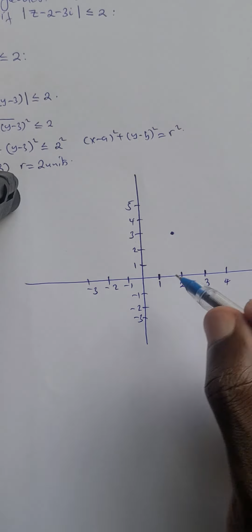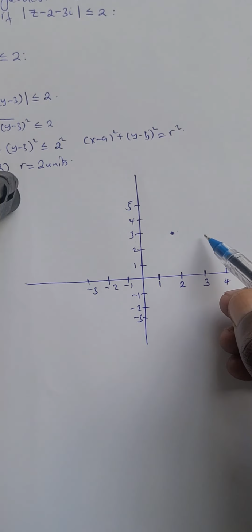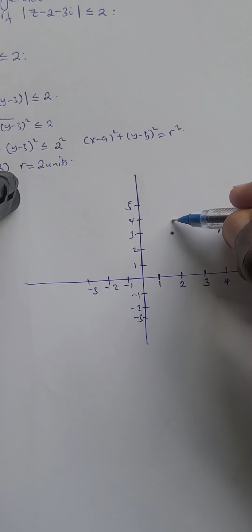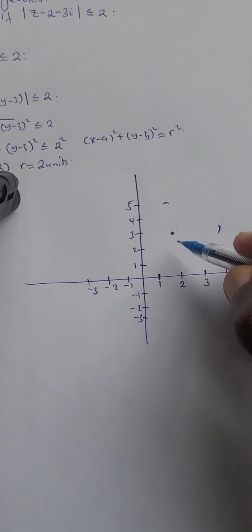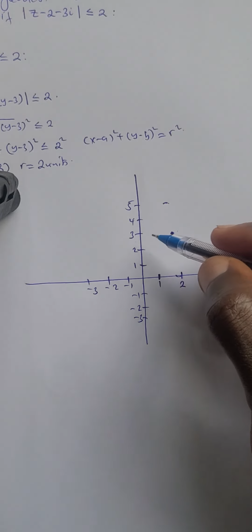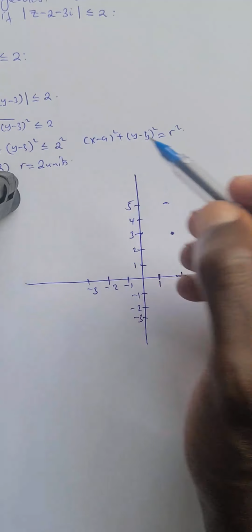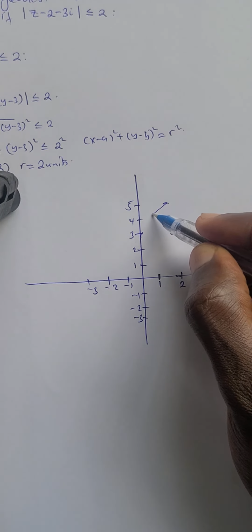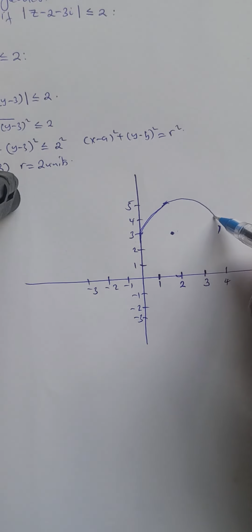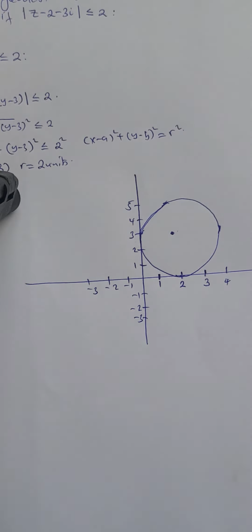Then my radius was 2 units. So I count 1, 2. It's going to pass also here, 1, 2. So this side 1, 2. Then 1, 2 the other side, that's the radius. So in my circle, when I look at the sign, it's less than or equal, so the circle has to be solid. So that is going to be my simple sketch.